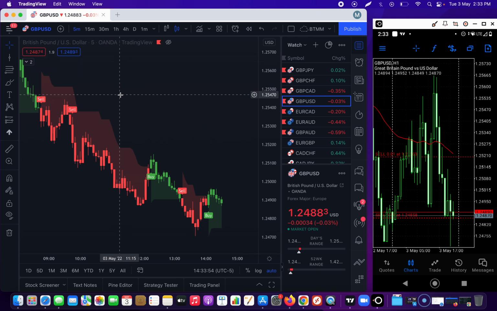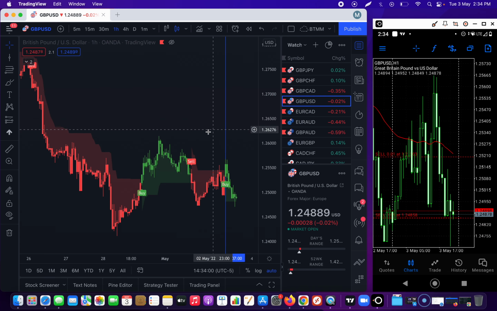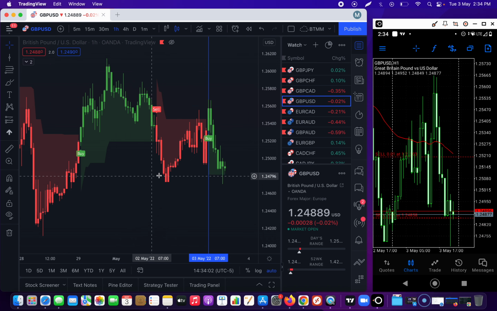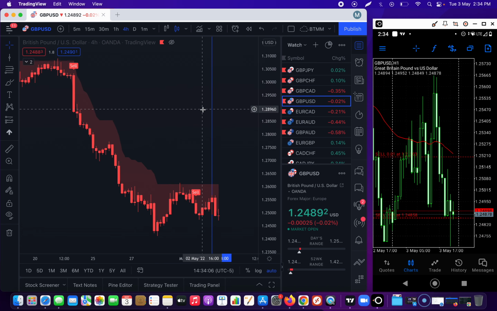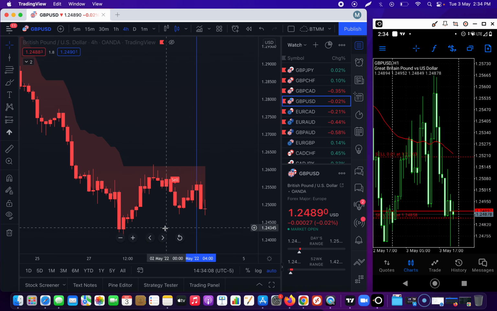So I'm just waiting to see if I'm going to continue getting more signals and stuff like that. My target for GBP USD is definitely down here. This is my target zone.